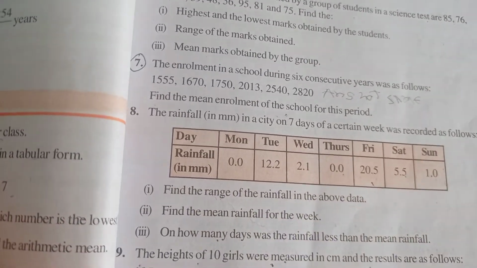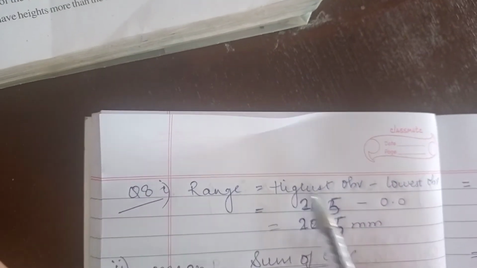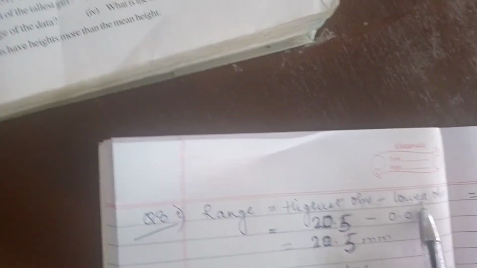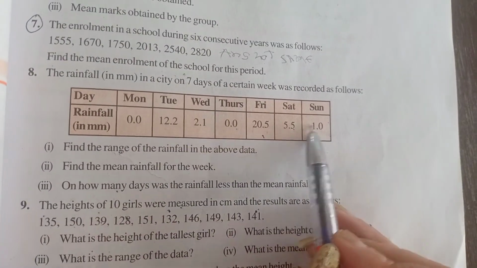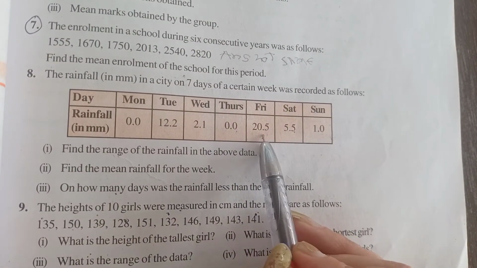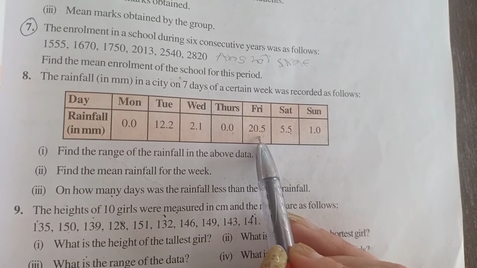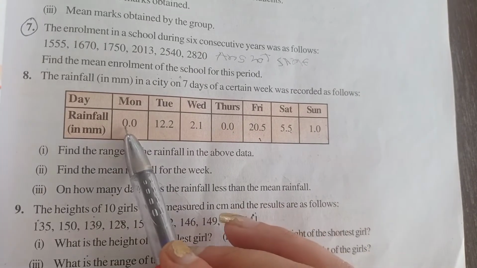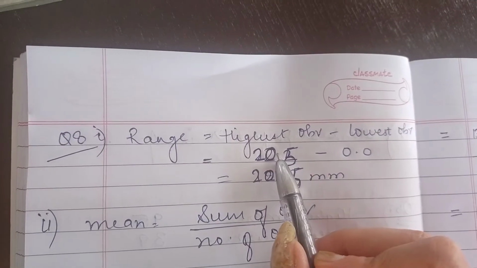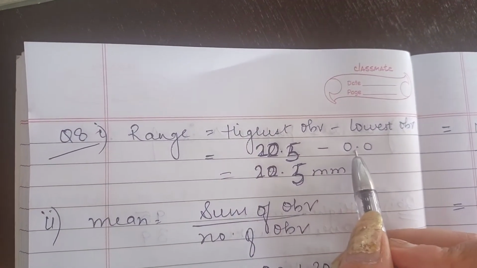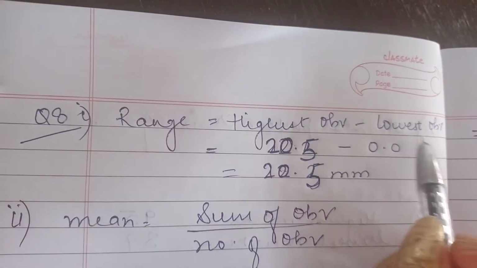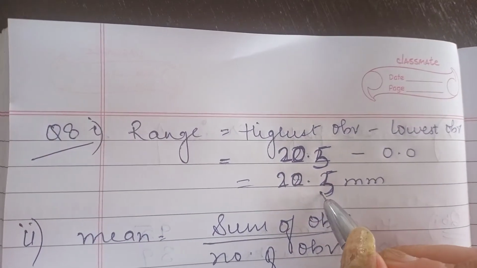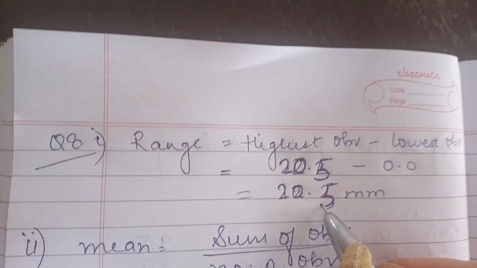Now for range, formula is highest observation minus lowest observation. Now in this case, first you need to look for the highest rainfall occurred. So the highest was on Friday 20.5 and the lowest was on Thursday or Monday, same, it is 0.0. So what we will do, we will subtract 20.5 minus 0.0. Subtract means do the subtraction of highest minus lowest. The range will be 20.5 mm.